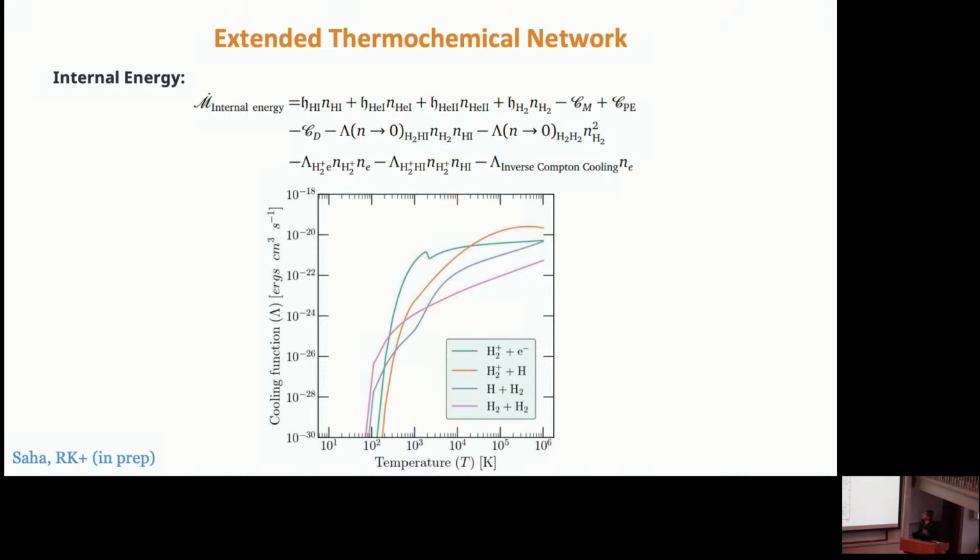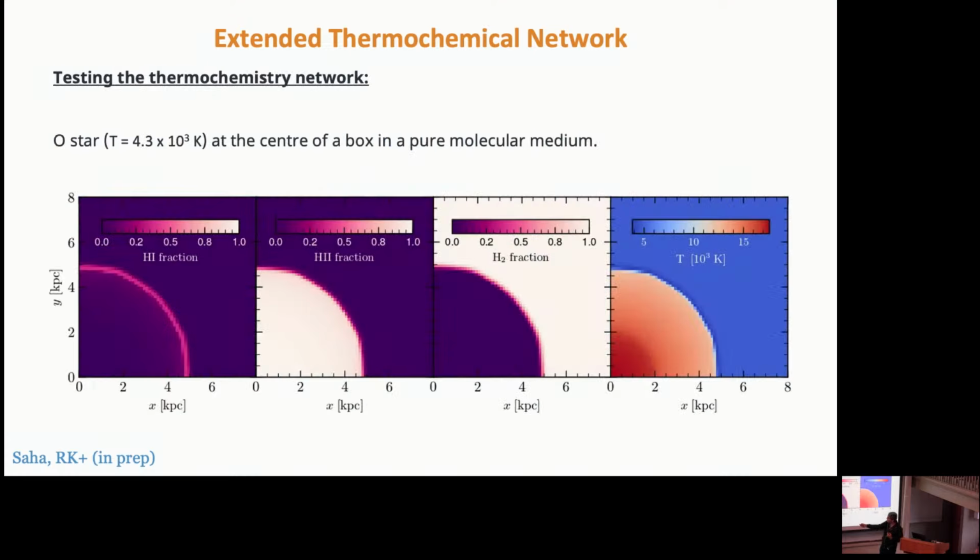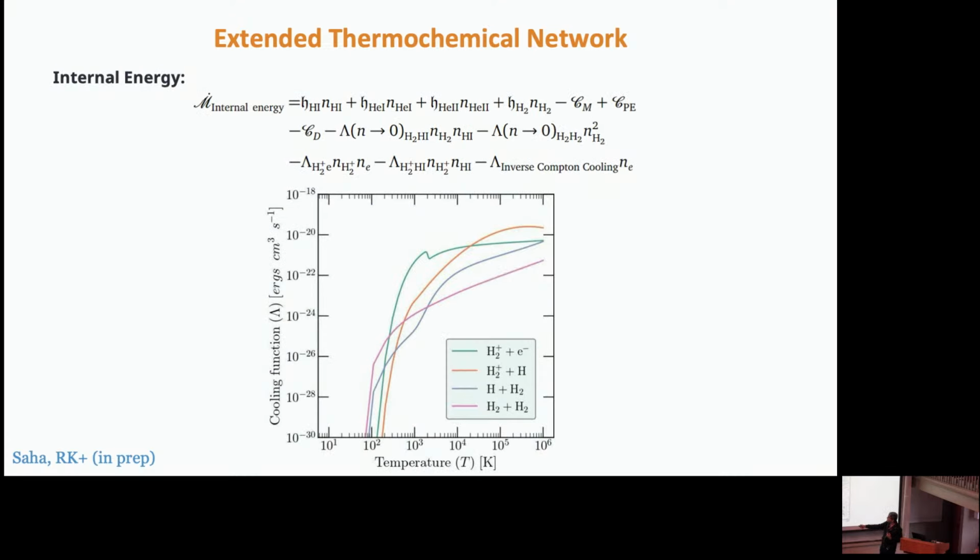Okay, and this is what is shown here. That's the effective cooling rate as a function of temperature of the gas. Previously we followed the bluish grayish line and the pink line. Those were the cooling rates previously implemented. Now we also have these additional cooling rates from these additional species.